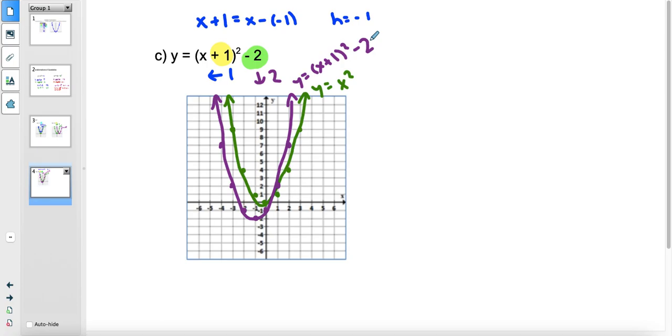So, in summary, all we need to do to graph these transformations is first, we're going to start by graphing y is equal to x squared. Then we're going to identify what transformations are involved here and use those transformations to plot my new points.